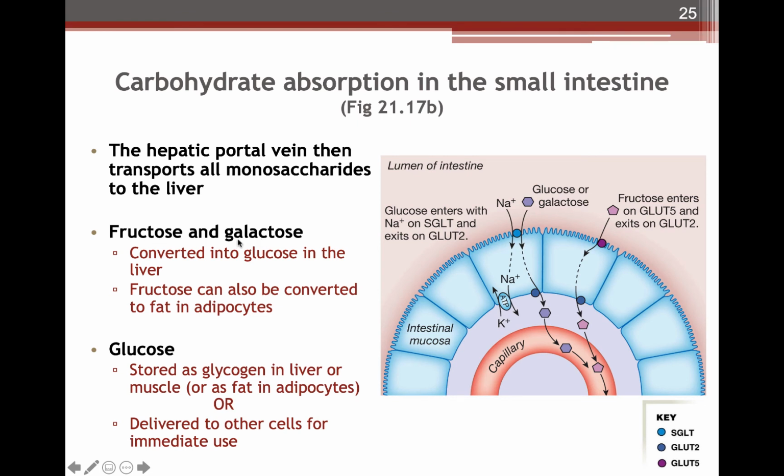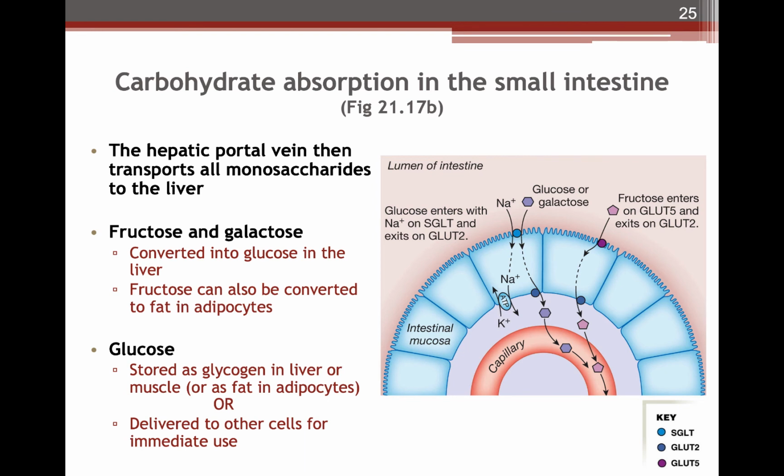We didn't learn any metabolic pathways for them. Well, they are converted into glucose in the liver. Fructose can also be converted into fat in adipocytes. This is one of the dangers of foods that have high levels of fructose, like higher than a piece of fruit. Fructose is the main sugar in fruit, and there's nothing wrong with eating fruit with fructose in it.